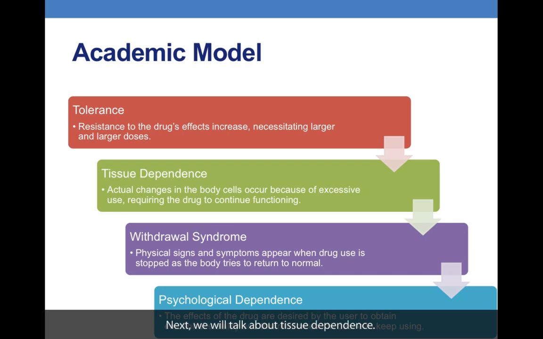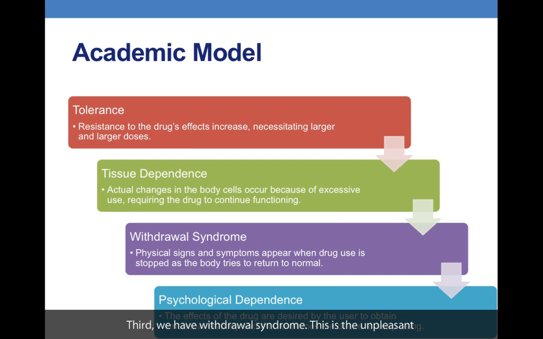Next, we'll talk about tissue dependence. After tolerance becomes tissue dependence, this is the biological adaptation of the body to the drug such that the body comes to depend on the substance or behavior to stay in balance. The tissues and the organs of the body come to depend on the drug to stay functional. A good example of this would be the alcoholic who needs a drink to prevent their hands from shaking, or the heroin addict who needs to use to prevent headaches and body aches from occurring.